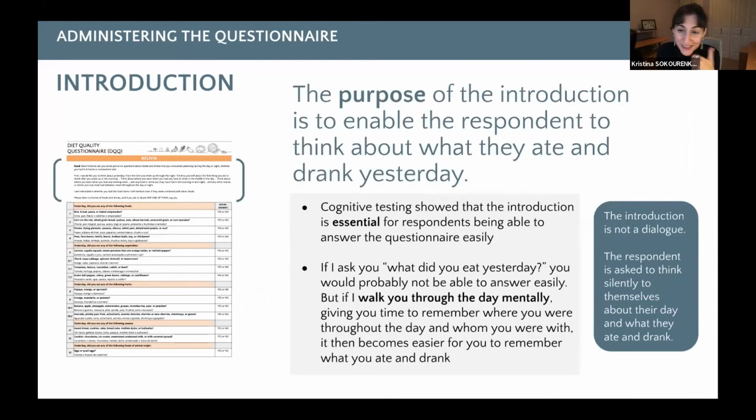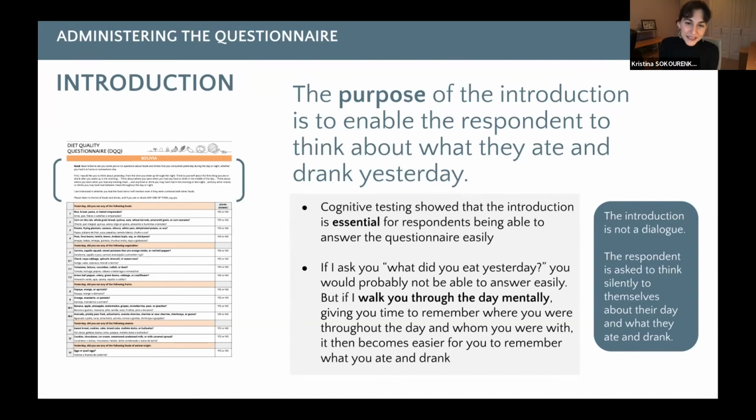Following on with the instructions, we also have the introduction, which some of you became familiar with earlier today during the activity. And the purpose of this is really to enable respondents to think about what they ate or drank yesterday. It's important that they can understand the questionnaire easily and really have the space to go through foods they might have consumed or drinks they might have had. We included some aspects, nudging people to think about their day, about where they were, who they were with. Details like this tend to make it a little easier for people to jog their memories.